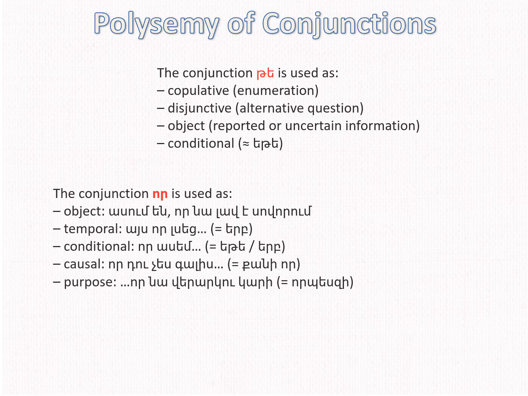The conjunction vor is even more flexible. It can introduce object clauses, temporal clauses, conditional clauses, causal clauses, and even purpose clauses. For example, Asumen vor na lava sovorum. They say that he studies well. Ais vor lasets, asats yeselem galis. When he heard this, he said, I am coming too.